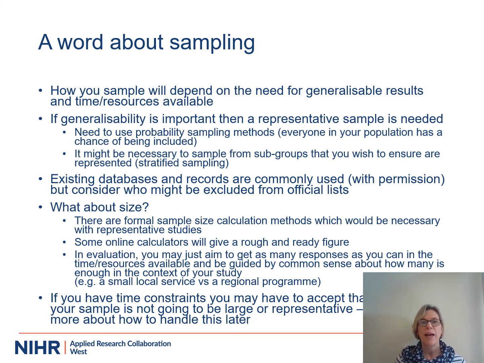And if you just compare the numbers we might look for if we evaluate a small local service not used by hundreds of people compared to a large regional programme evaluation where we would be expecting larger numbers, that might just help make the point. So if you do have time constraints, you may have to accept that your sample isn't going to be large or representative, and we'll talk later in the slides more about how to handle that.